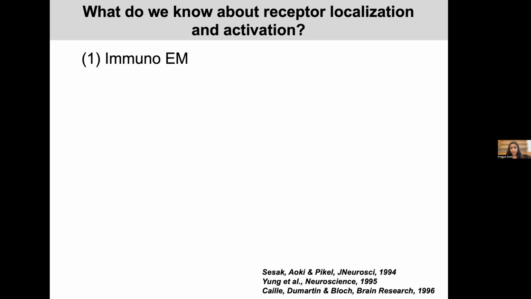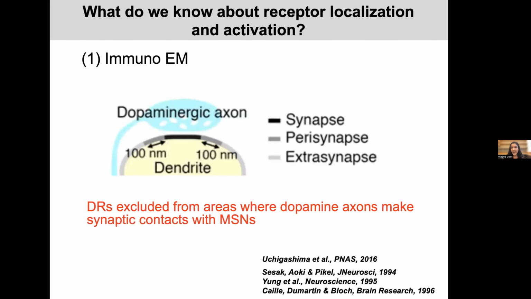Okay, so immuno-EM studies from over 2 decades ago and one more recently have shown that dopamine receptors are excluded from areas where axons make synaptic contacts with MSNs or medium spiny neurons, the main cell types of the striatum. And so it was found that their receptors are either found at perisynapses, which are defined as 100 nanometer zones outside of the synapse, or more so extrasynaptically. And thus there was no evidence provided for a synapse-like apposition of these receptors.